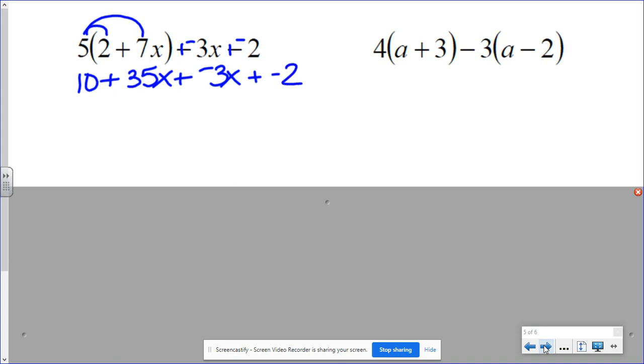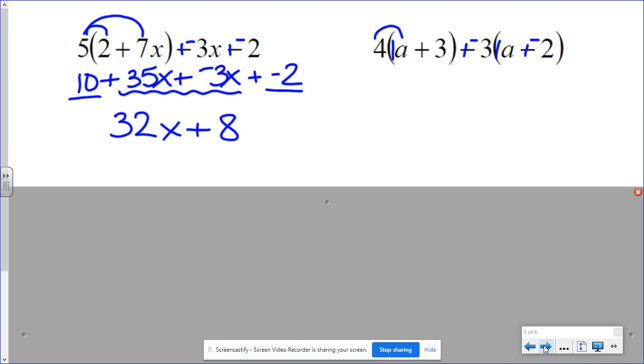Now, the things that match, and the x's go first, 35 and negative 3 is going to be a positive 32x. They're different signs this time. And 10 plus a negative 2 is positive 8. All right, last one. I'm going to take care of my subtraction first. This is really a negative 3 that's distributing. This is really a negative 2, and the a's can have 1s.